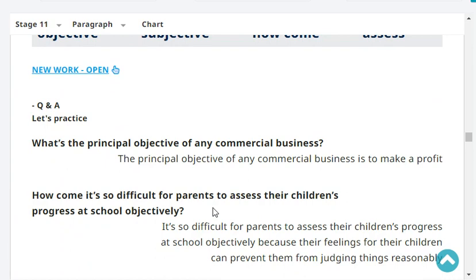What's the principal objective of any commercial businesses? The principal objective of any commercial business is to make a profit.